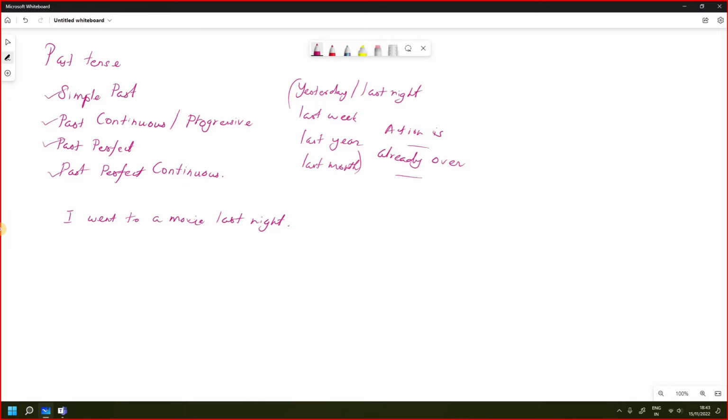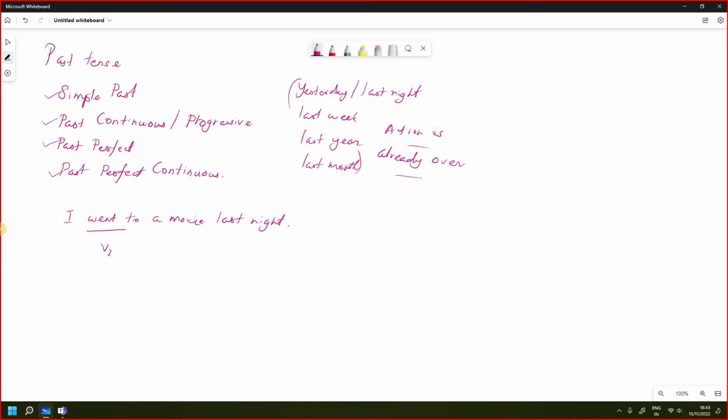Okay, now when I say I went to a movie last night, you're using the verb. This is the verb, right? Went is the verb. So went is which form? It is the V2 form.